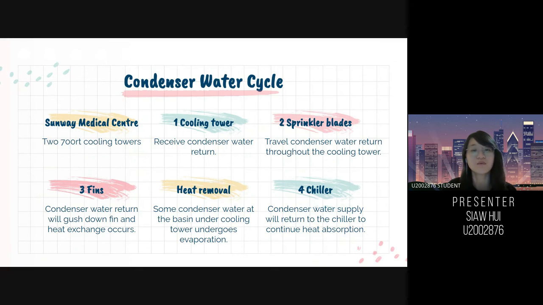Then, the condenser water return will gush down through the fins at a slower speed to extend the time of heat absorption by the surrounding air, at the opposite direction to the flow of condenser water. Besides surrounding air, the cooling tower removes heat through evaporation of some condenser water at the basin under the cooling tower. The condenser water which has removed the heat will return to the chiller where it will continue to absorb heat from the refrigerant. The working processes of this air conditioning system are then repeated all over again.